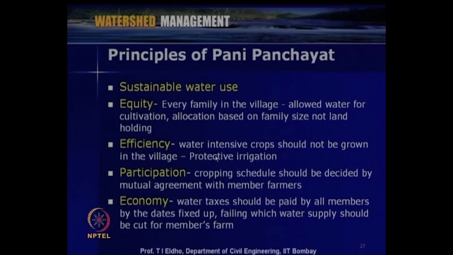So, all the farmers in the area should participate in various activities. The cropping schedule should be decided by mutual agreement with member farmers. Then another important principle is the economy. Whatever water supply taxes are collected, that is so that the system is sustainable and properly maintained. Water taxes should be paid by all members by the dates fixed, failing which the water supply should be cut for that member's farm.